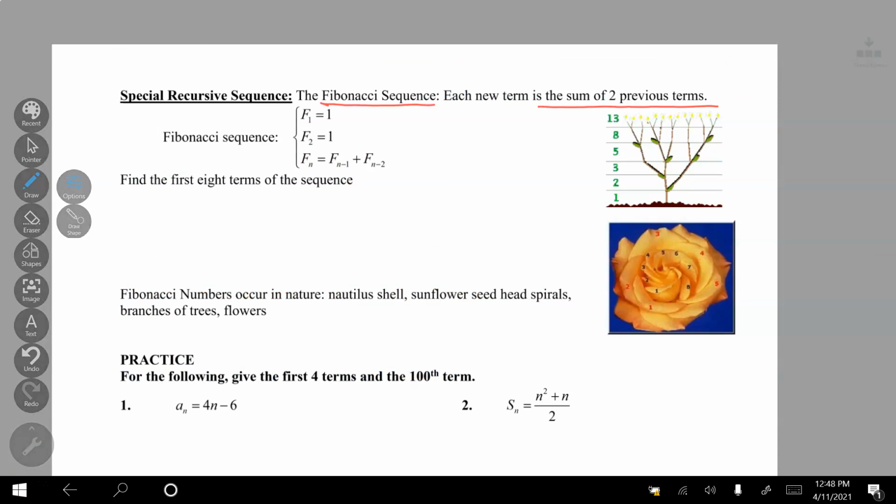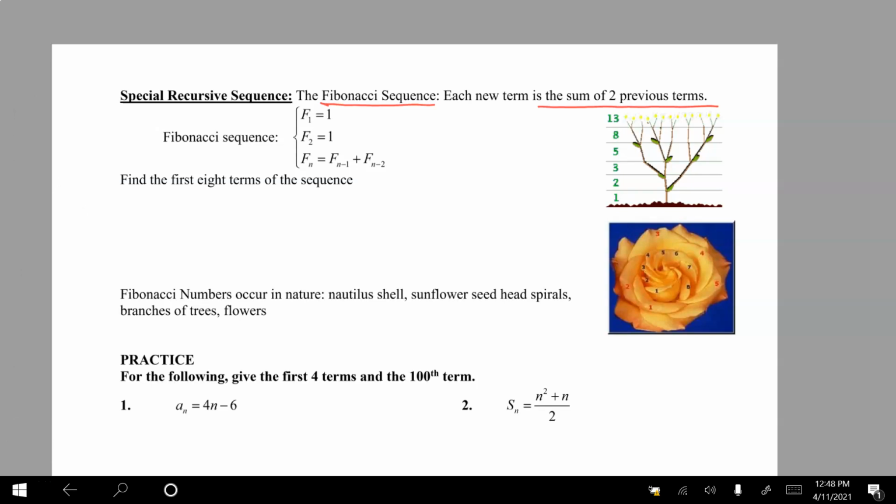So there's a very special pattern that's a recursive pattern called the Fibonacci sequence. Maybe you've heard of Fibonacci before, or maybe you didn't know how it was calculated. I'm going to show you how it's calculated. The Fibonacci sequence is each new term after the first 2 is the sum of the previous 2 terms. So the first 2 terms are given. The first 2 terms are 1 and 1. And then the new term is the sum of the previous 2.